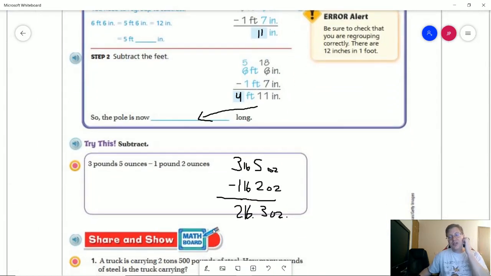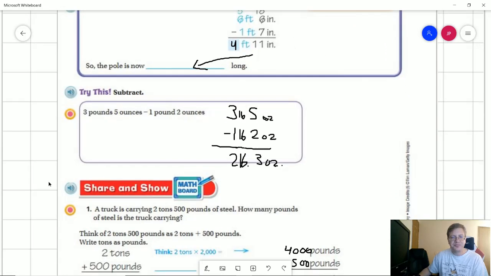For this one, we don't have to regroup. So I went ahead and wrote it out as a problem that looks similar to what we had above. We have a larger number here than we do on the bottom, and so we can go ahead and do our subtraction problem. So we would end up with 2 pounds, 3 ounces with that.